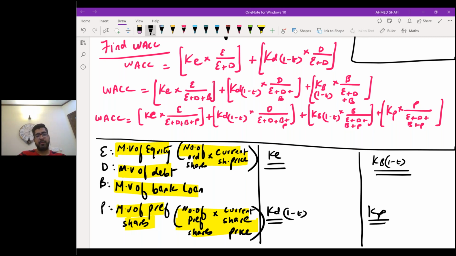What about these 4? KE, KD, KB and KP. Now KP is found by doing this: preference dividend per share over market price of preference share. Preference dividend per share over market price of preference share. This is how you get KP.